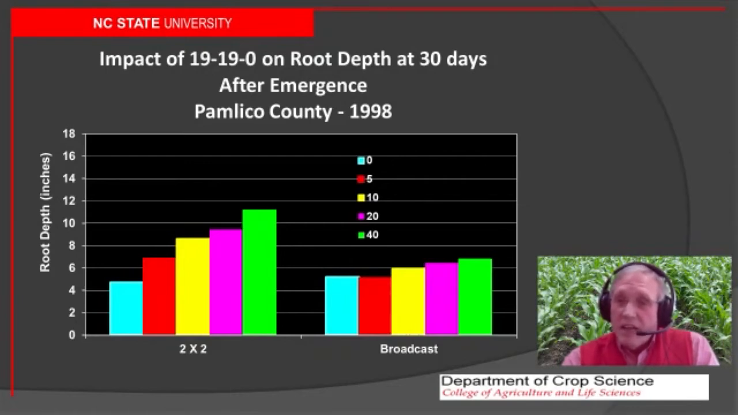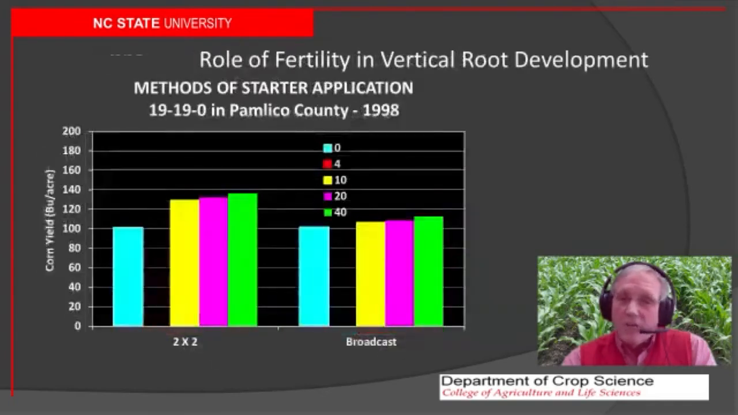But you can see in broadcast, we're not influencing root depth, are we? We're not putting it where the root is going to take it up quickly enough to have much. Oh yeah, at the higher rates, over 10 gallons, I got a little bounce there, but not much. Whereas if I put it in 2x2, the more fertilizer I put, the more root development I got, and that's typical. For starter fertilizers, usually the more P2O5 in the root concentration, the better results we got.